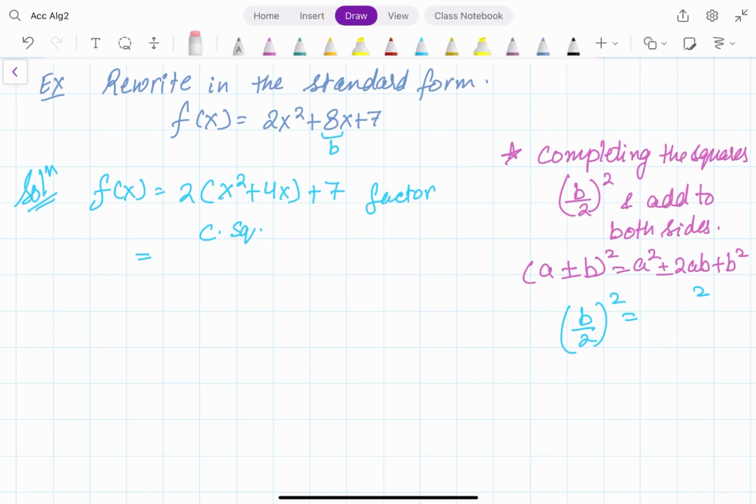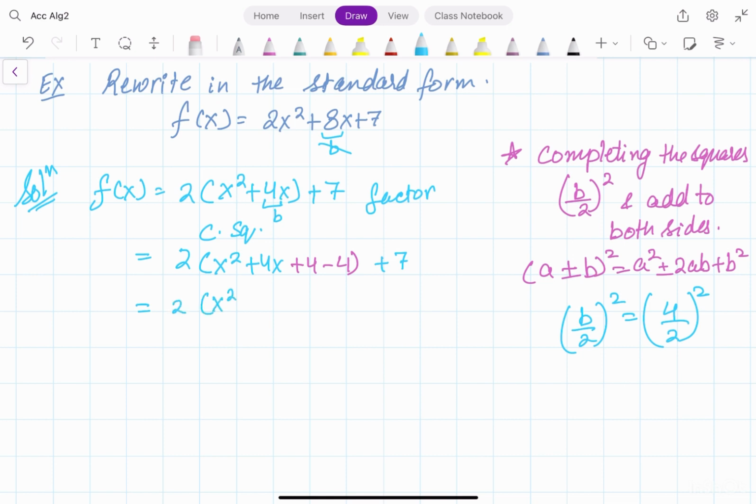We are not taking b in the original equation. We are taking the b after factoring it out. So it is 4 over 2 squared. And this one, you will get 2 squared, and that you will add in the parentheses with x squared plus 4x. Because the main purpose of completing the square is to rewrite the equation. We are not solving any equation, right? So I will do plus 4 and minus 4 in the same parentheses, plus 7.